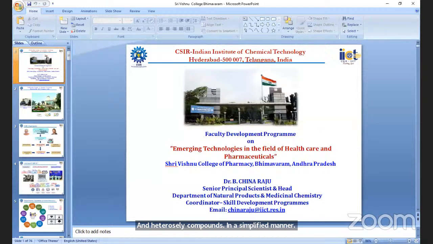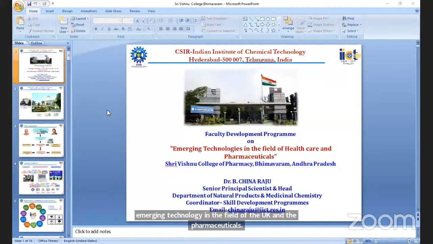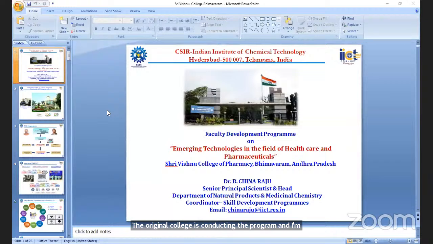So, Dr. B.V. Raju, Padma Bhushan, is an eminent person and the founder of the Vishnu College, and we had an opportunity with the Vishnu College also. We have done the skill development program for the Bhimavaram College, and it is an opportunity to give a lecture on emerging technology in the field of healthcare and pharmaceuticals. The Vishnu College is conducting the program, and I am very happy to interact with the faculty as well as the students. Thank you, sir, for giving the opportunity.